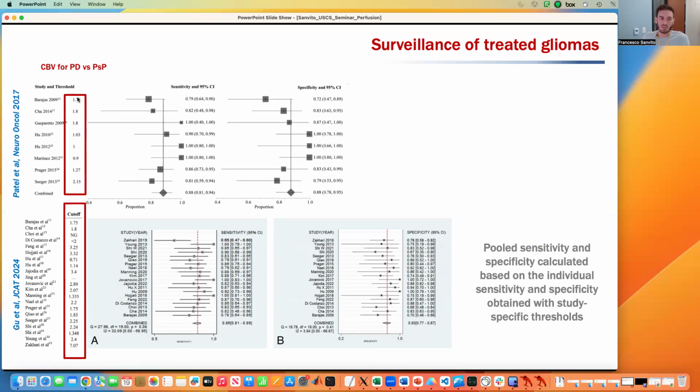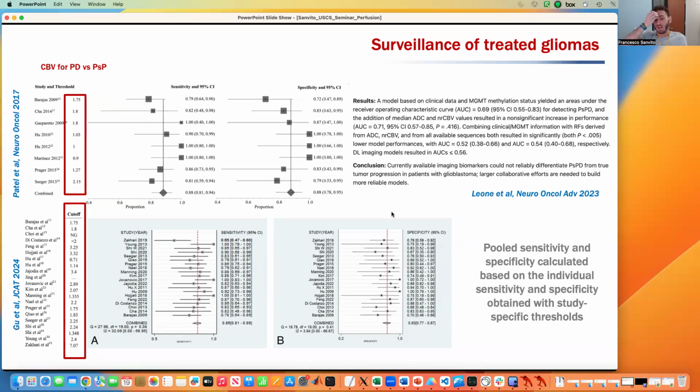Cutoff means, for instance, here 1.75 means that in this study they found that above 1.75 it's real progression, and below 1.75 it's false progression or radiation necrosis, whatever you want to call it. So the cutoffs are completely different across studies. 1.75 here, but 7.07 here, or 3.25. And there are negative studies that found no benefit of CBV, ADC, and even radiomics in this specific study to differentiate true progression from false progression.